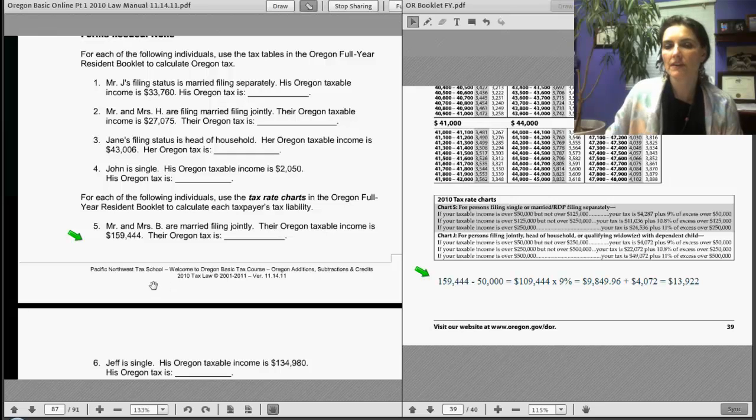And that concludes our first session on Oregon tax law. At the beginning of our second session on Oregon tax law, we will continue with a lecture on Oregon additions, subtractions, and credits. Thank you, and I'll see you next time.